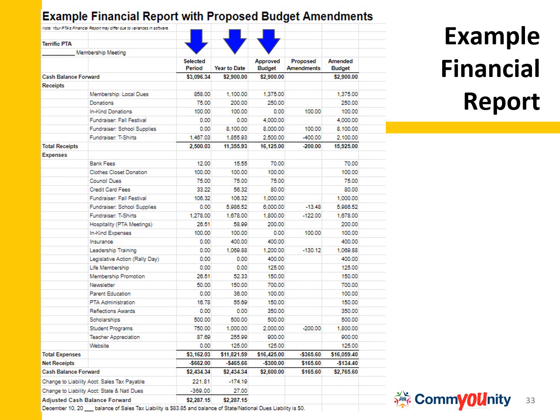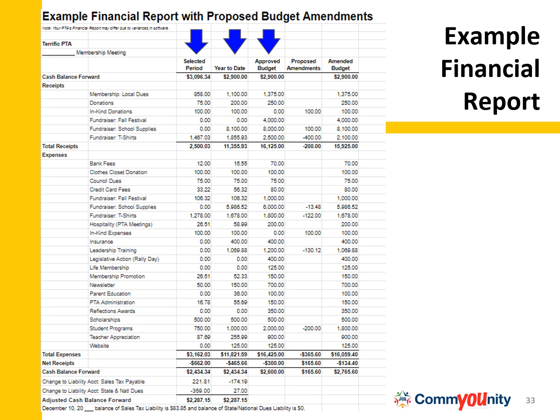Let's look at what a financial report you present might look like. The report must show the current period actuals, year-to-date actuals, and approved budget amount. These three columns are identified with blue arrows. Being able to compare the actual amounts that have been received and spent to the budgeted amounts is important to showing fiscal accountability to your executive board and membership.